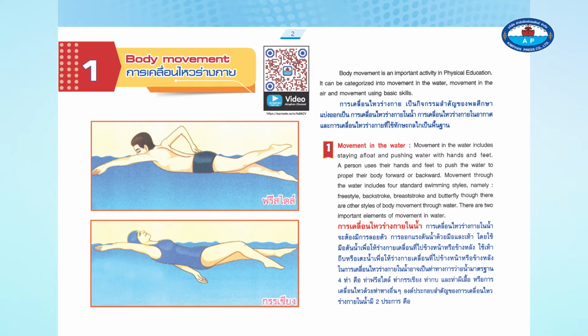Movement through the water includes 4 standard swimming styles, namely freestyle, backstroke, breaststroke, and butterfly, though there are other styles of body movement through water. There are 2 important elements of movement in water.